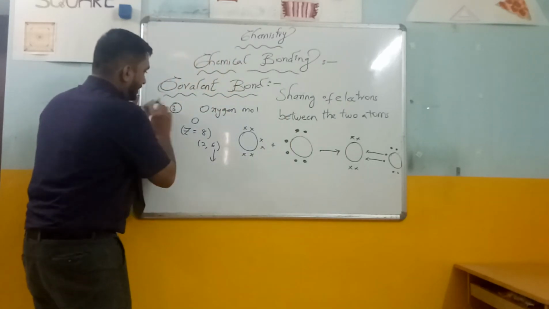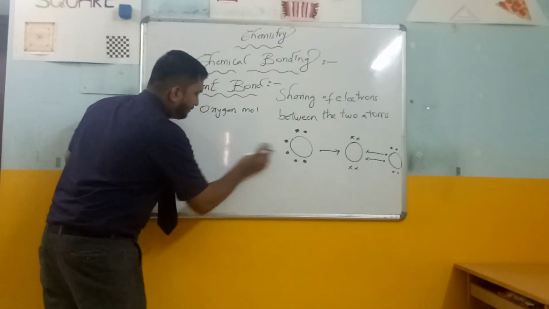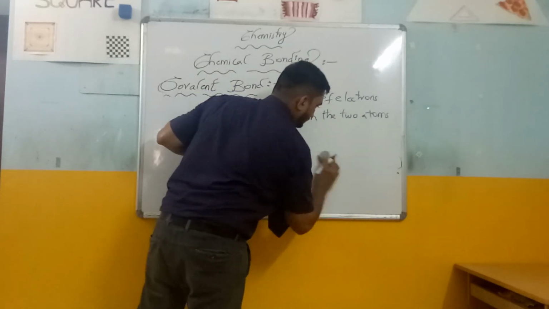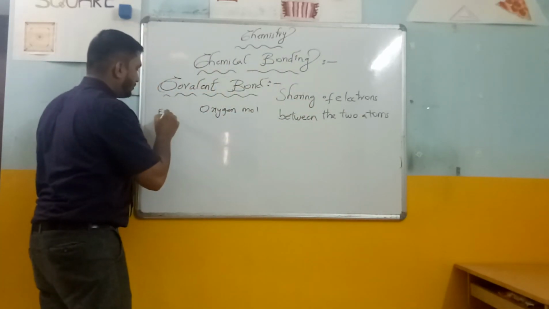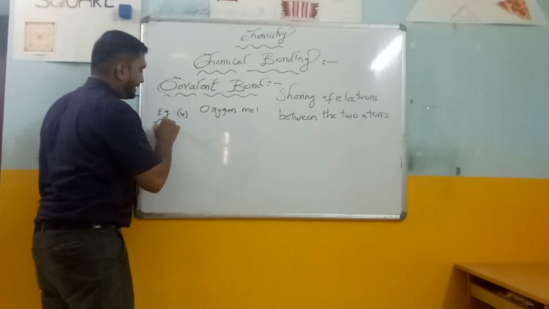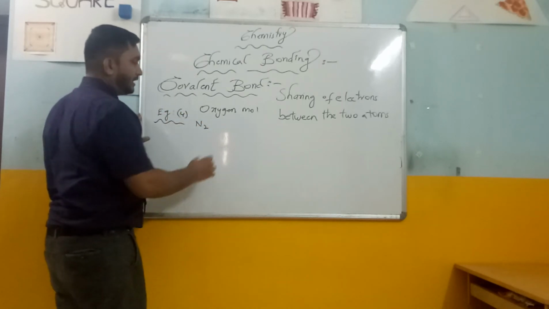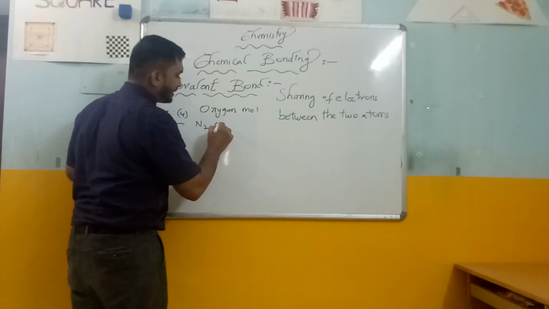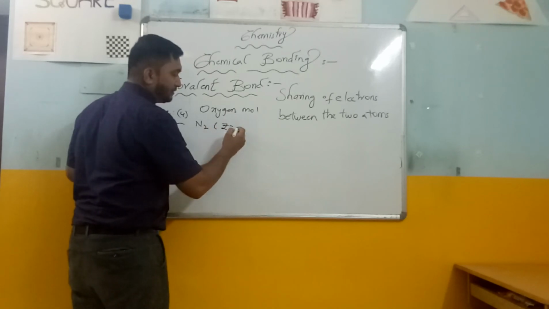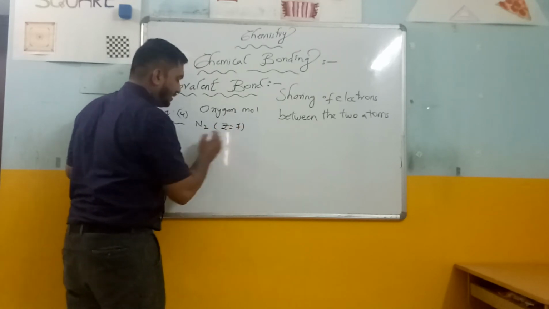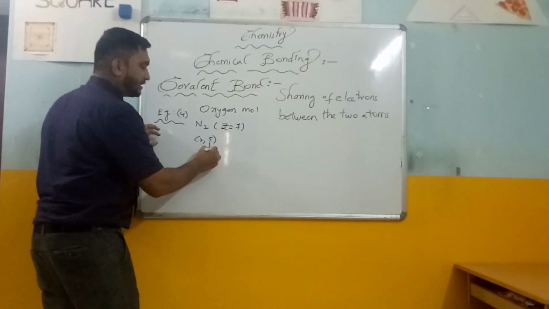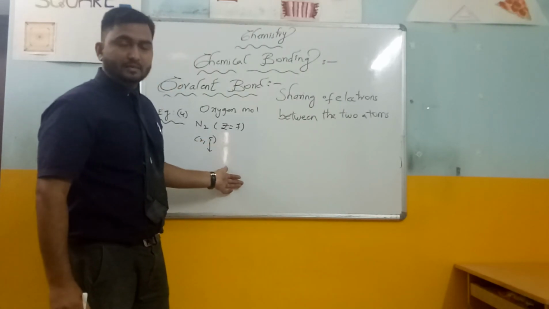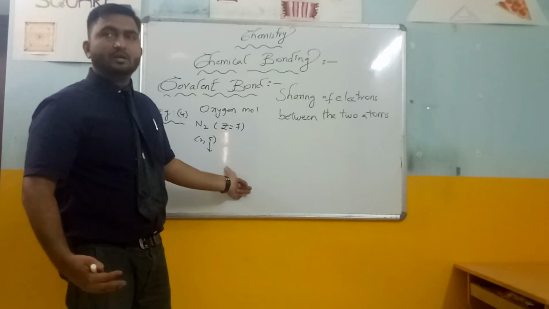Now let's talk about example 4. Here we will see the triple bond, example 4 for nitrogen. As we know, nitrogen has atomic number Z equal to 7. So the configuration is 2, 5, and 5 electrons are present in the outermost shell. These 5 electrons combine to form the covalent bonds.